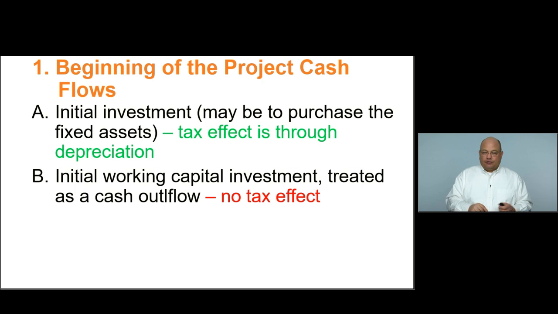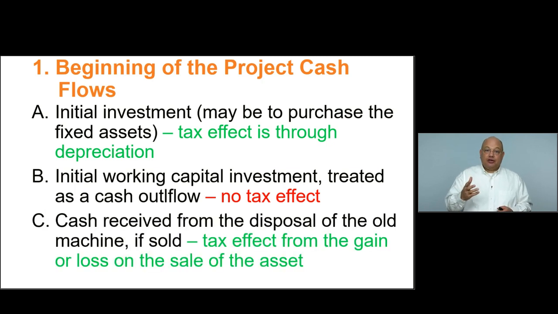Now, the third cash flow at the start of the project, it's possible that there is a disposal of the old machine. We're buying new equipment, so we dispose of the old equipment. So clearly, the cash we receive from the disposal of the old machine is a cash inflow. That's a good thing. But maybe a tax effect from this. When we sell the old machine, there's probably going to be a tax gain or a loss. And so if there's a gain, we have the pleasure and privilege of paying taxes, which will be a cash outflow.